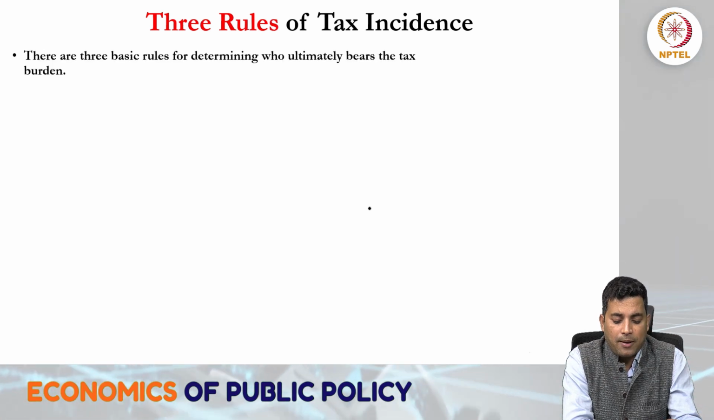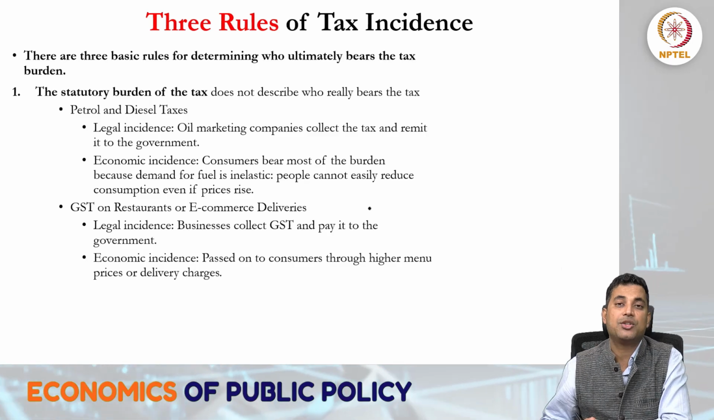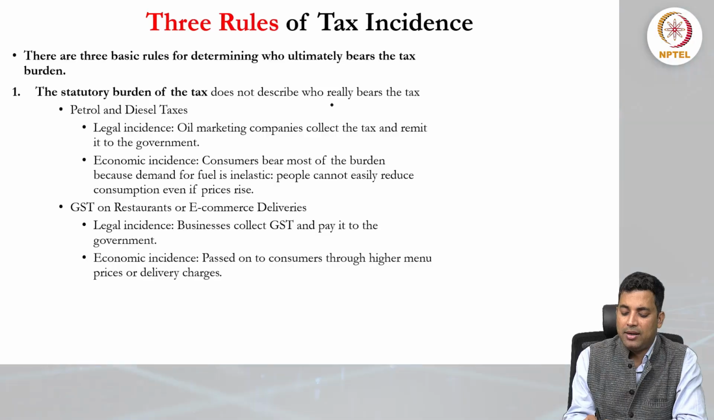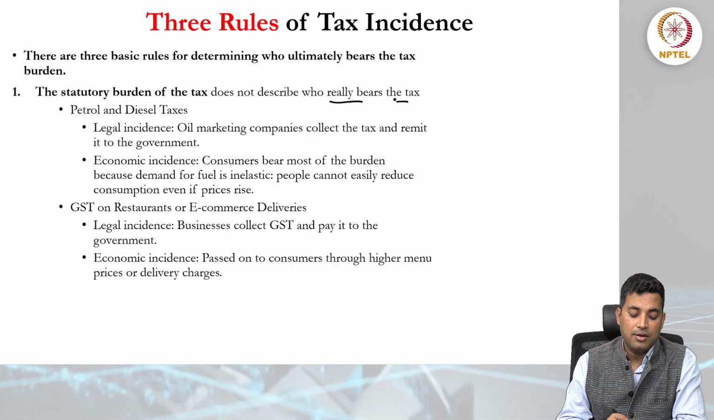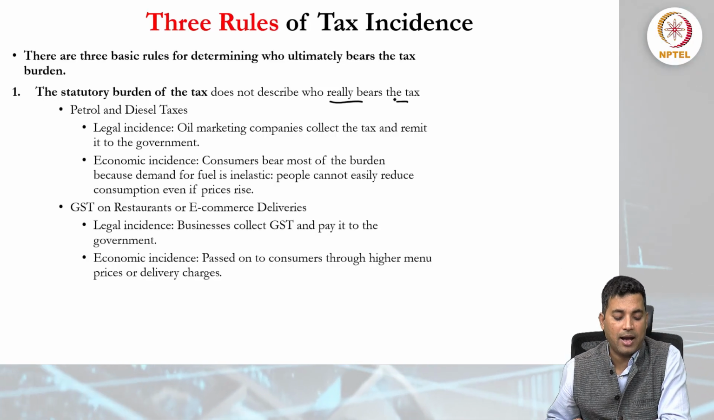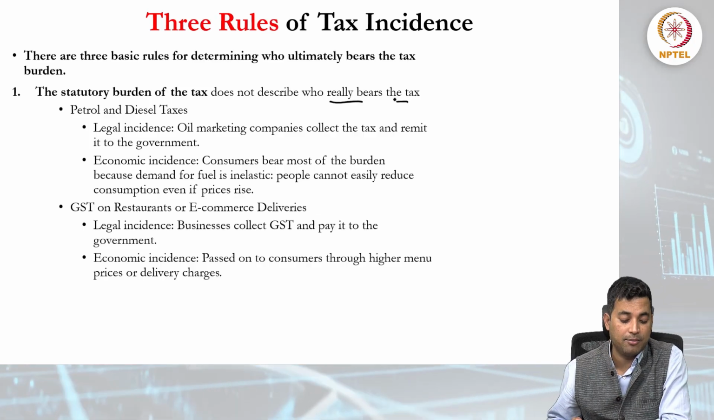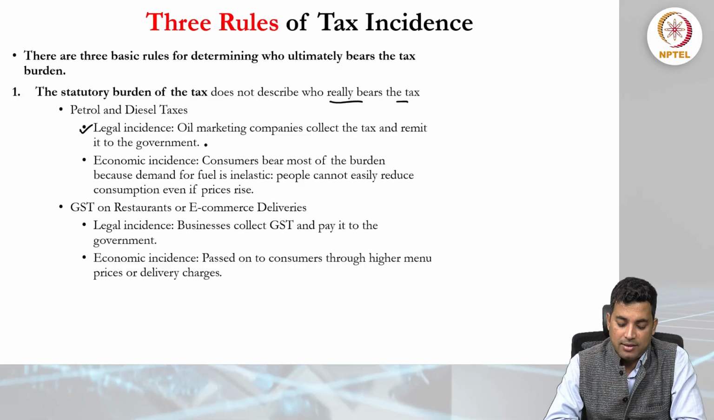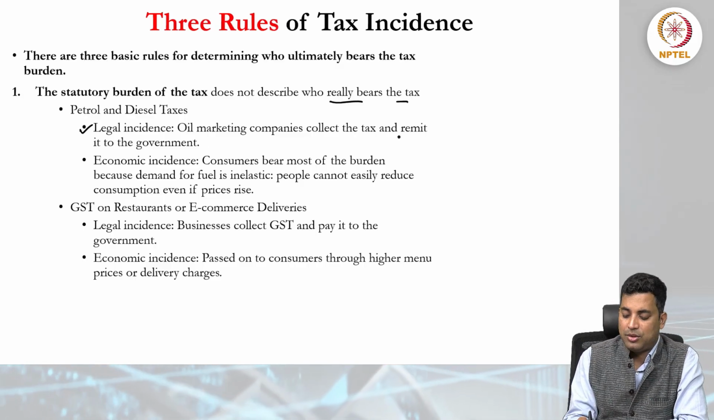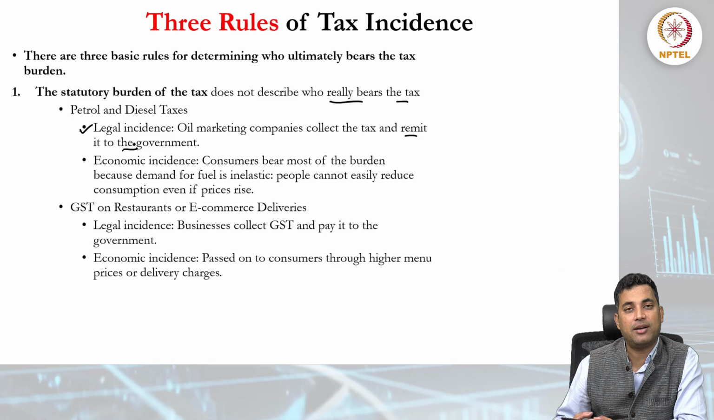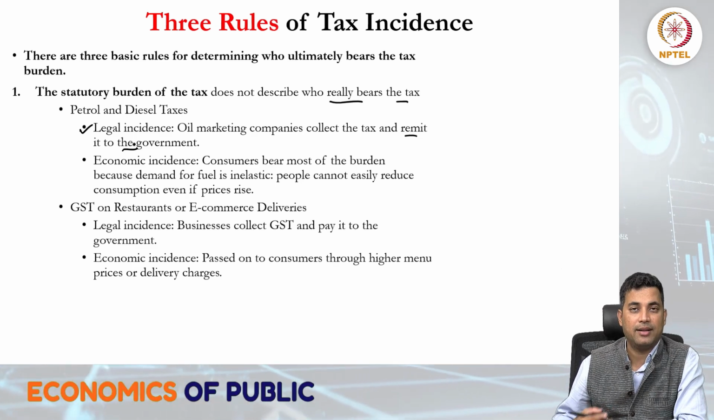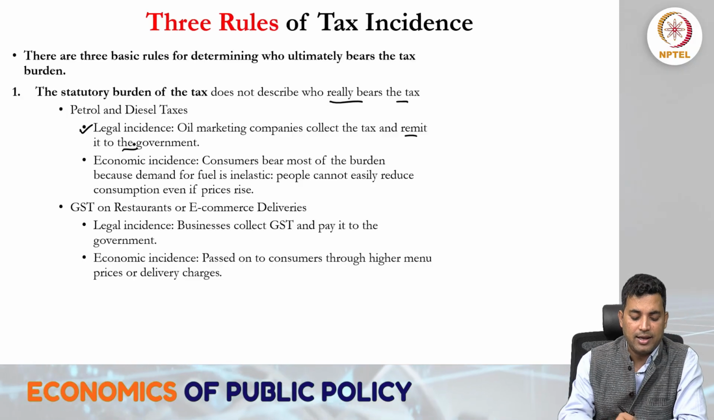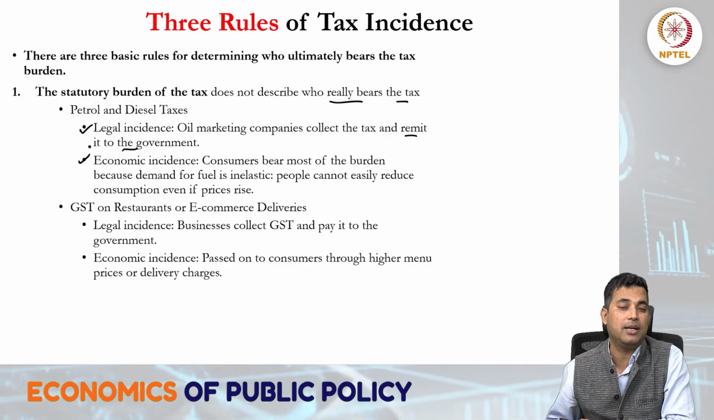So one is that the statutory burden of tax does not describe who really bears the tax. For example, if taxes are on petrol and diesel, first is legal incidence. Oil marketing companies collect the tax and remit it to the government. So it is basically the check that the company will collect, and then the check will be given by the company to the government. The second point is economic incidence, which we really need to understand.